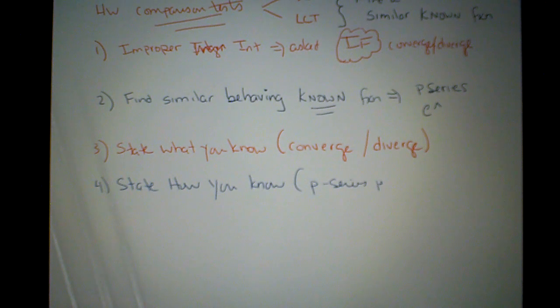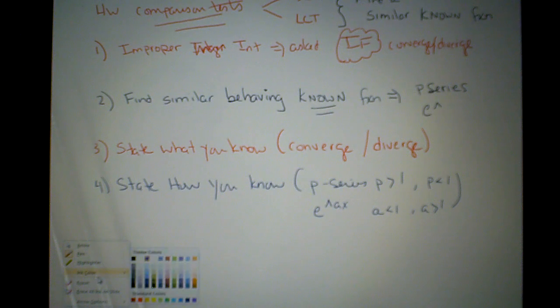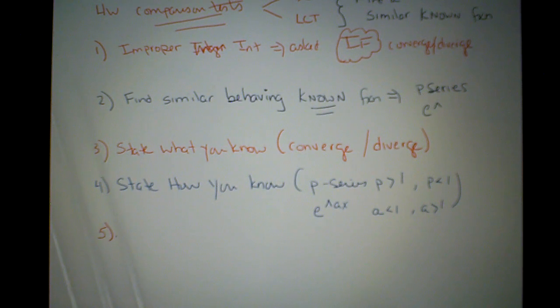Your P series, P greater than 1 for converging or P less than or equal to 1 for diverging, your e to the ax, where a is less than 0 for converging, or a greater than 0 for diverging. If you're doing the DCT, then you must state the relationship. In other words, who's bigger, who's smaller, and make sure it's appropriate for whether you're showing convergent or divergent.